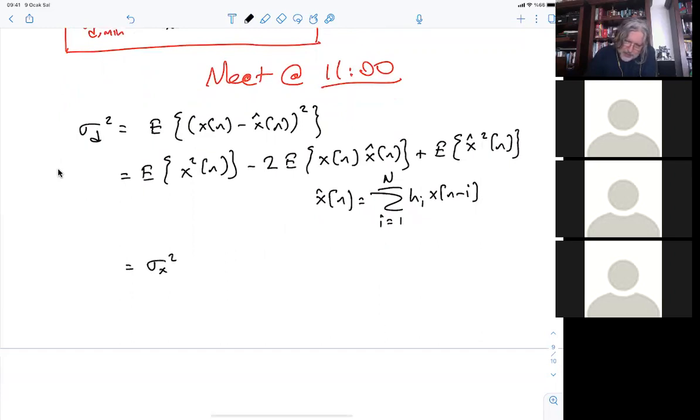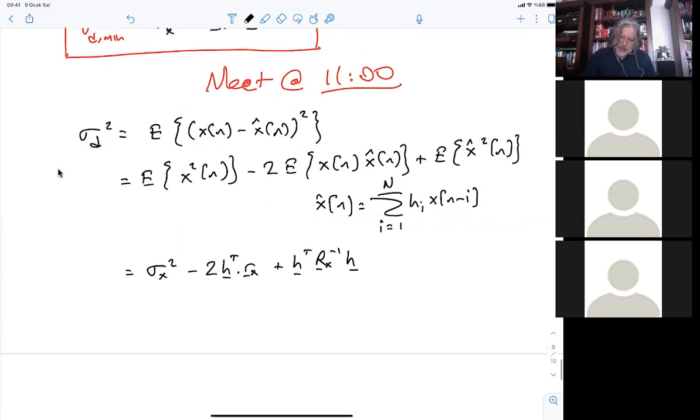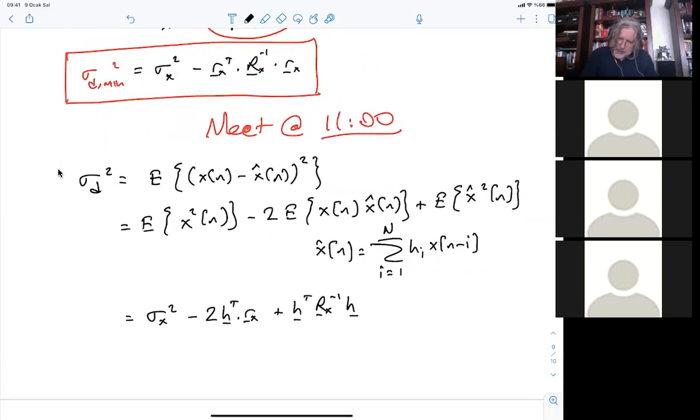sigma x square, because here we have sigma x square. I'm assuming again zero mean. It's Rx(0), you can say, minus 2h times Rx. This is h transpose. One of them must be transpose because it will give you a scalar. And plus h transpose Rx inverse h, which was essentially the result, but it has something else.